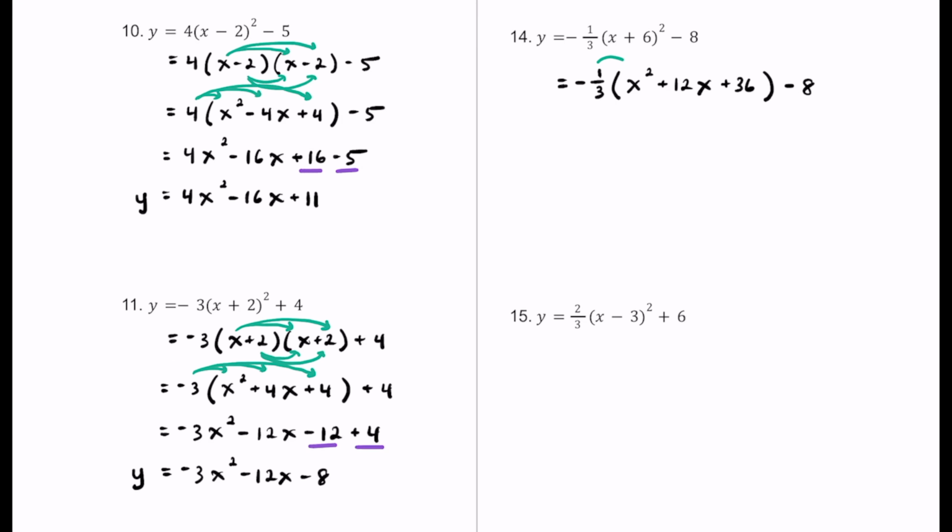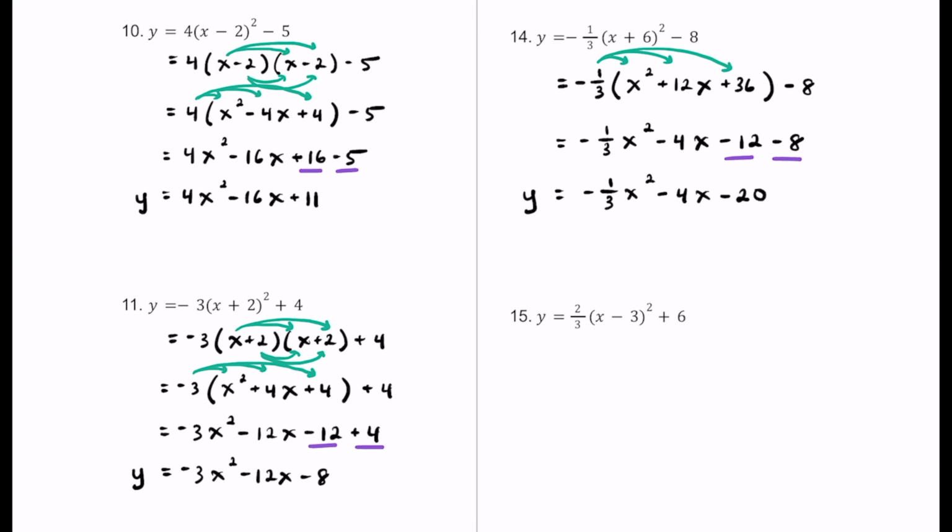Okay. Then we can go ahead and distribute this -1/3 to all three of these. If we do so, then we're going to get -1/3 x squared. A third of 12 is going to be 4, so it's going to be -4x. And then a third of 36 is going to be 12, so it's going to be -12. And then we have a -8 on the outside here. Finally, we have these constants that can be combined. So we're going to write -1/3 x squared minus 4x and then -20. So here's standard form where a is -1/3, b is -4, and c is -20.